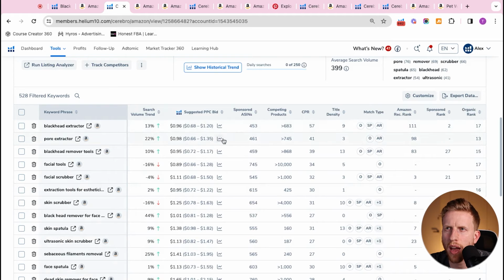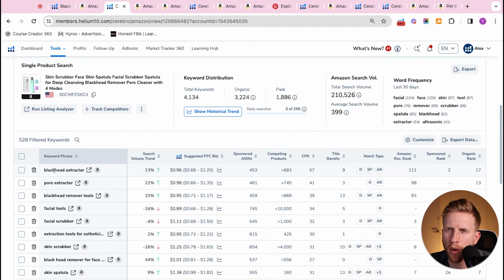So this is where what I've done here is this is probably not the most relevant keyword for this product because it doesn't really rank organically for it. When you look down the column that says organic rank, it ranks 17th for it, but it's not getting many sales through that keyword. So it's probably not the most relevant keyword for it.